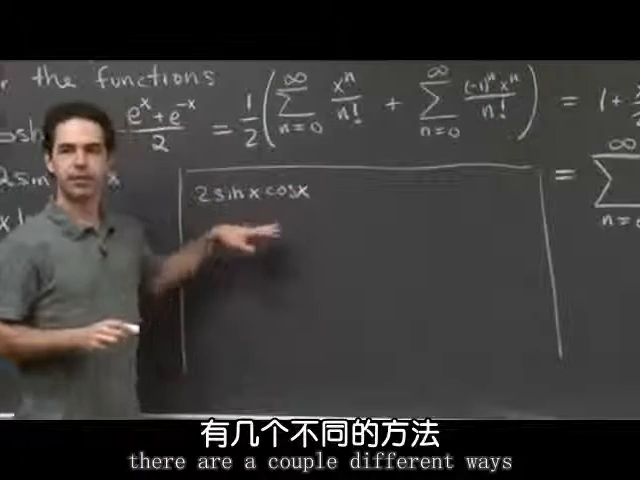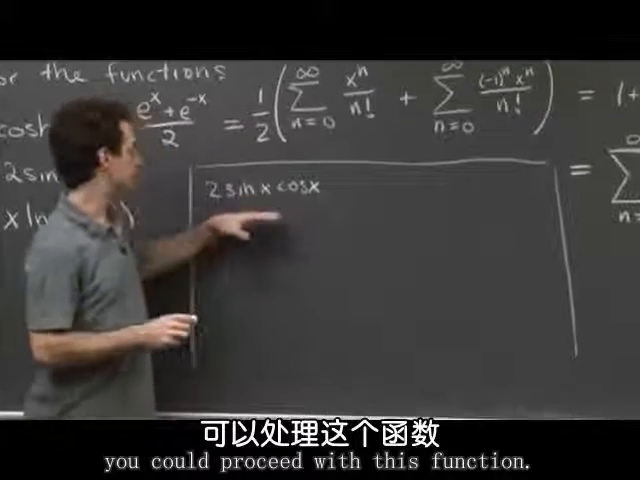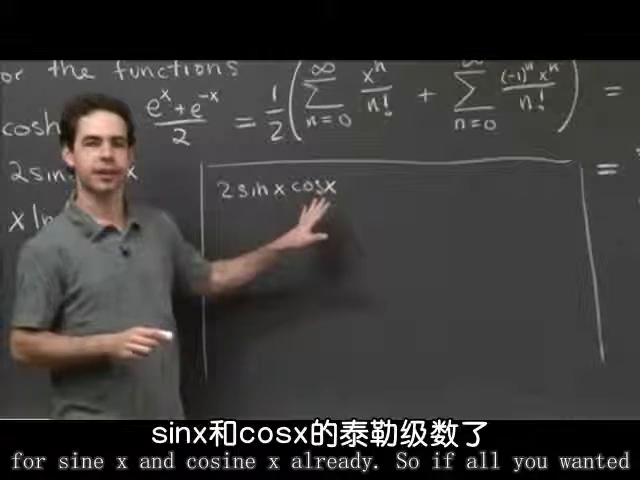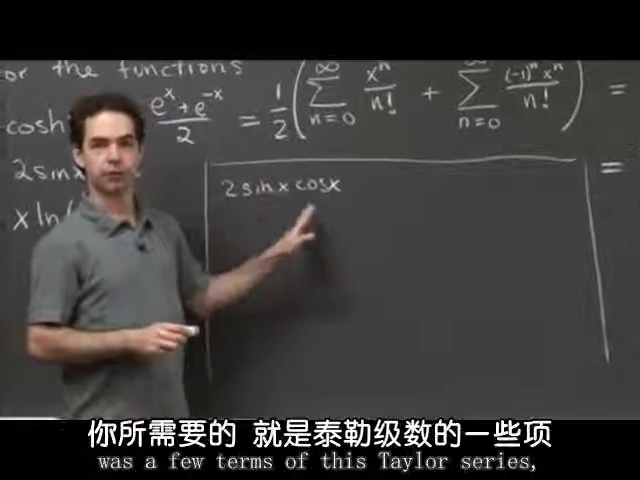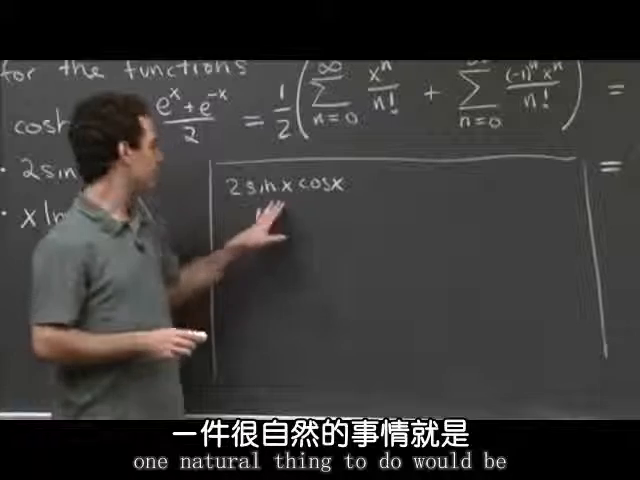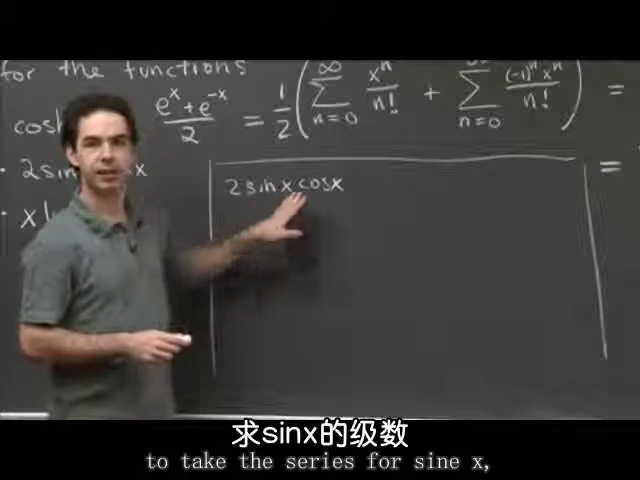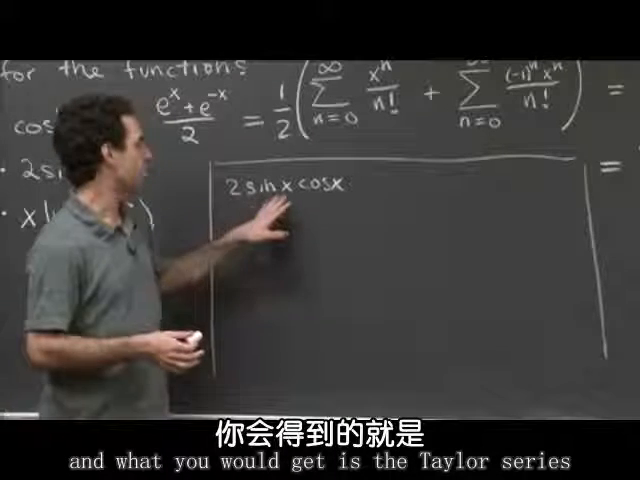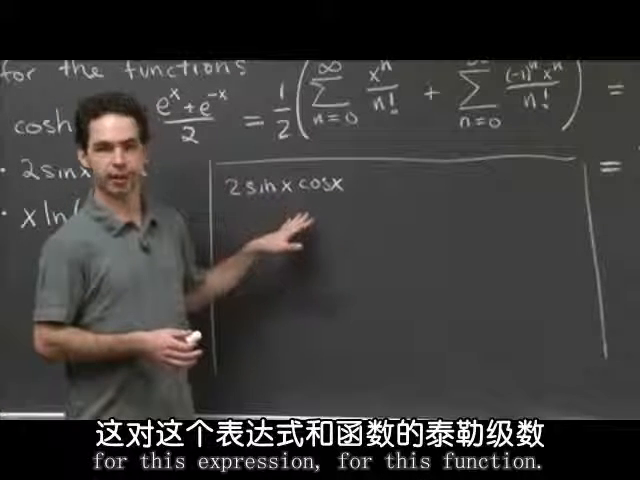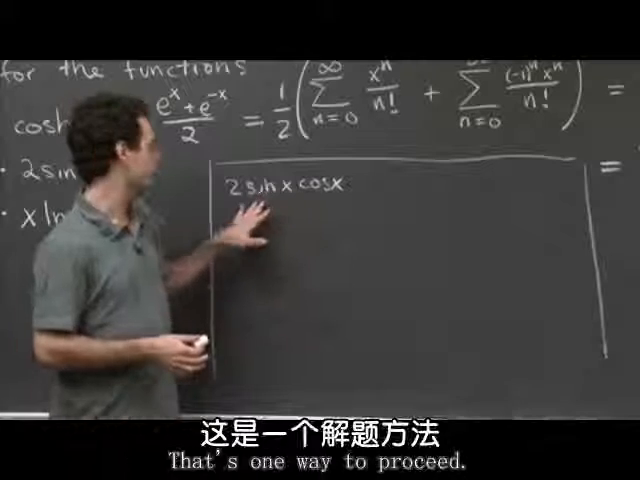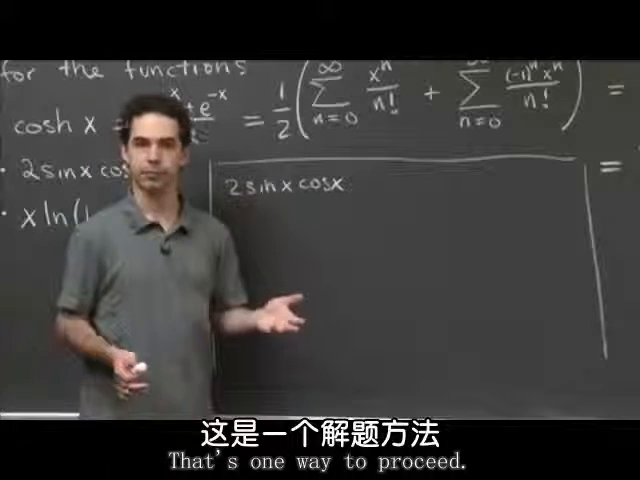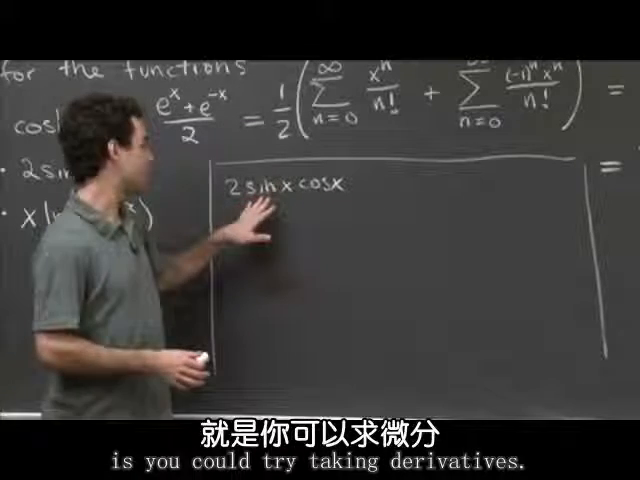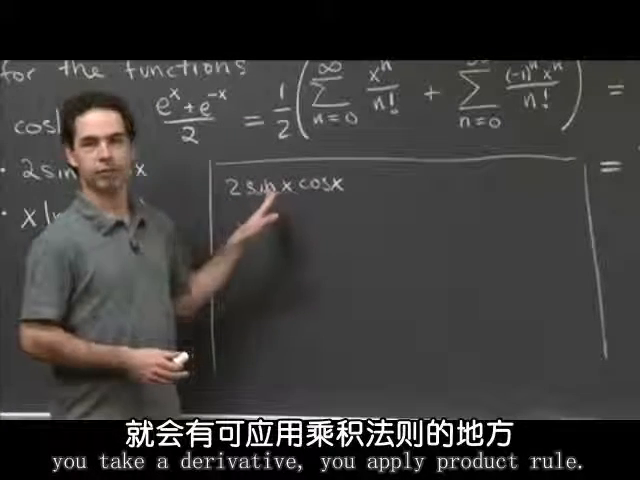There are a couple different ways you could proceed with this function. One is, you know the Taylor series for sine x and cosine x already. So if all you wanted was a few terms of this Taylor series, one natural thing to do would be to take the series for sine x, take the series for cosine x, multiply them together like you would multiply polynomials, and what you would get is the Taylor series for this function. That's one way to proceed. That works perfectly well. Another thing you could do is try taking derivatives. You're going to have a situation where every time you take a derivative, you apply the product rule.